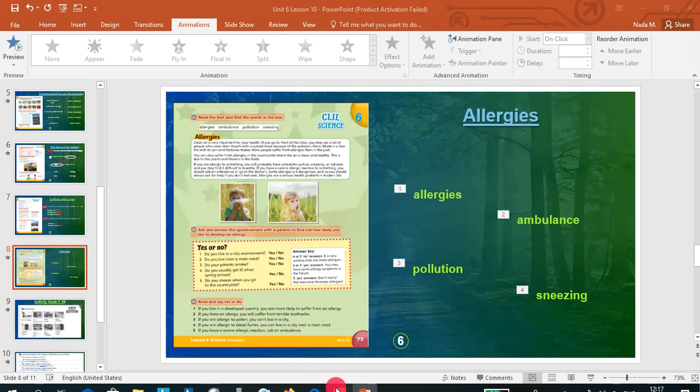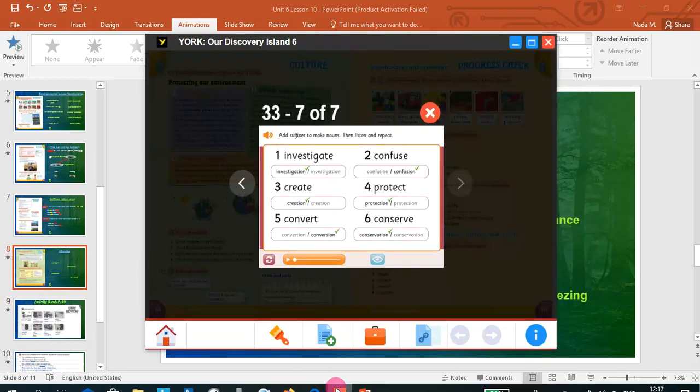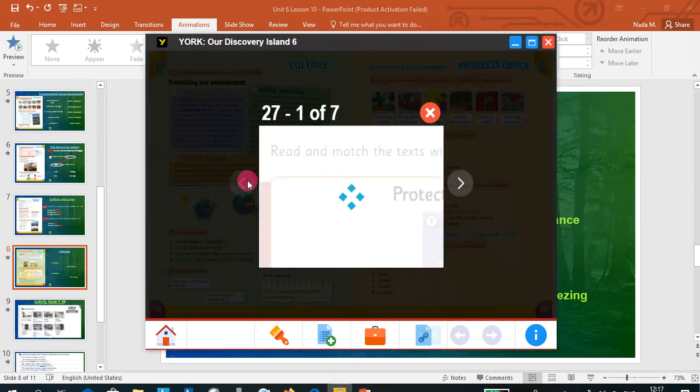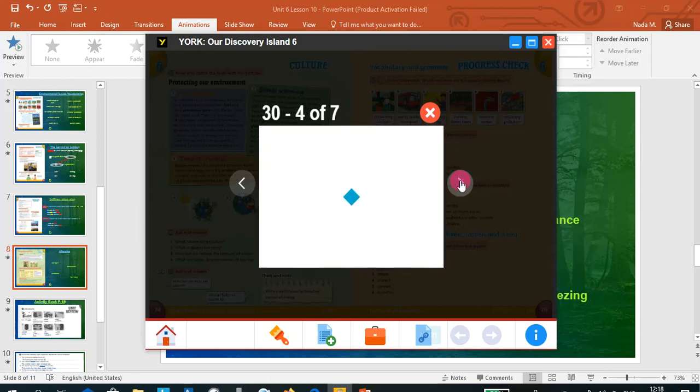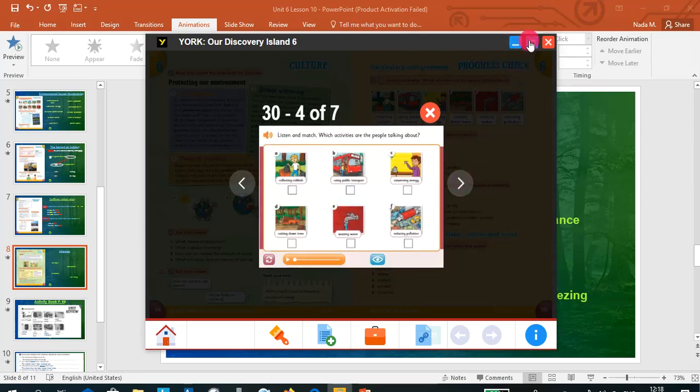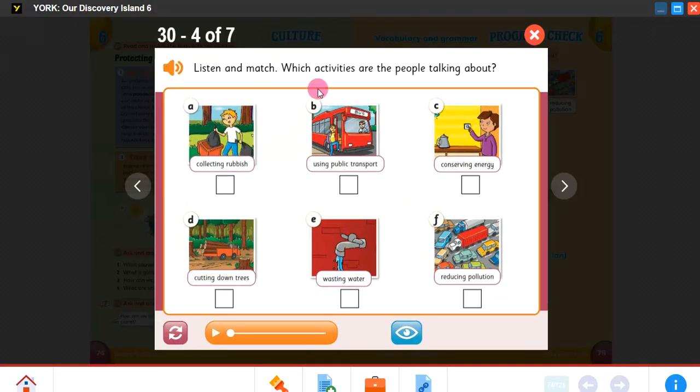In your pupil's book, page 75, we are going to listen and match which activities the people are talking about. You're going to listen to people talking about different activities, and match which one they are talking about to the correct picture.